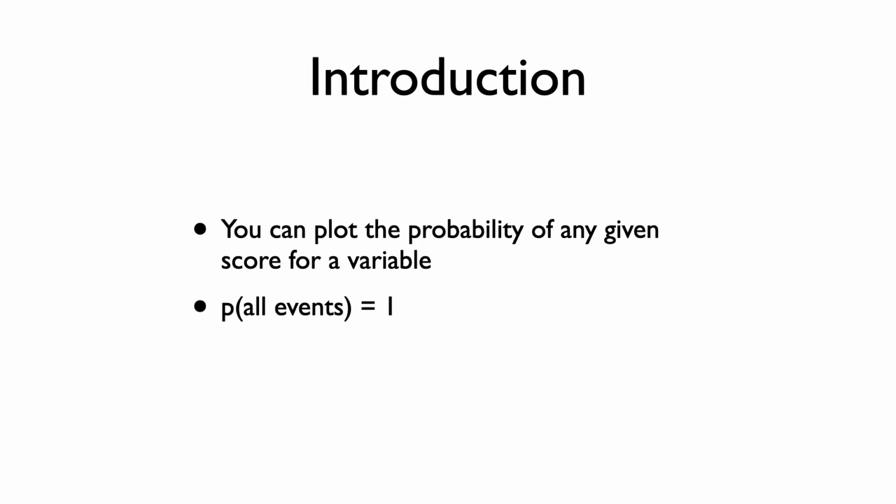Now, the probability of all the events added together is 1. Right? So all the events together, all the possible events. Think about flipping a coin. The probability of getting a head is 0.5. The probability of getting a tail is 0.5. The probability of getting a tail or a head is 1. That's all you can get. Save me it's going to land on its side one time. Okay? So the probability of all events equals 1.